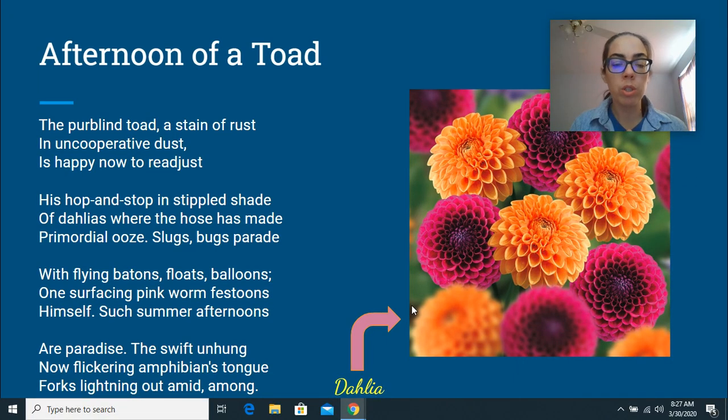And so I am just going to read this poem really quickly with you, and then we are going to talk about it. So the purblind toad, a stain of rust and uncooperative dust, is happy now to readjust his hip and his hop and stop in stippled shade of dahlias where the hose has made primordial ooze. Slugs, bugs parade with flying batons, floats, balloons. One surfacing pink worm festoons himself. Such summer afternoons are paradise. The swift unhung, now flickering amphibian's tongue forks lightning out amid among.